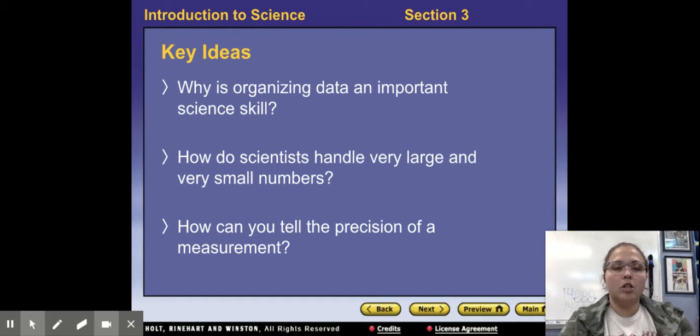Chapter 1, Section 3, Organizing Data. So key ideas in this section: why is organizing data an important science skill? How do scientists handle very large and very small numbers? And how can you tell the precision of a measurement?